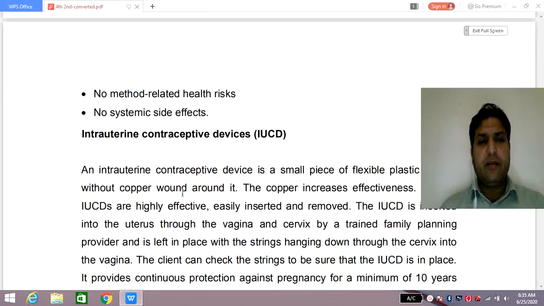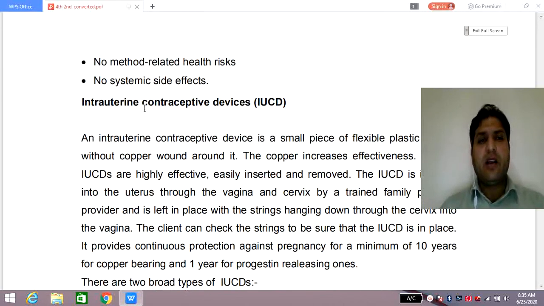The next one is the intrauterine contraceptive device, IUD. IUD has alternate names, such as IUCD, intrauterine contraceptive device. So various names and synonyms are there. This device is a small piece of flexible plastic with or without copper wound around it.